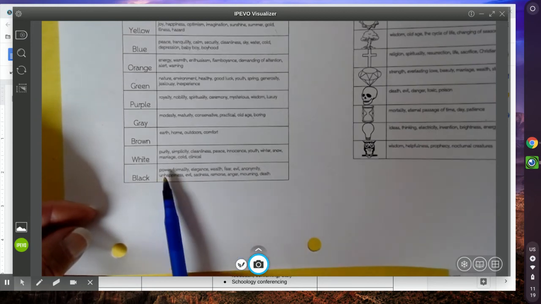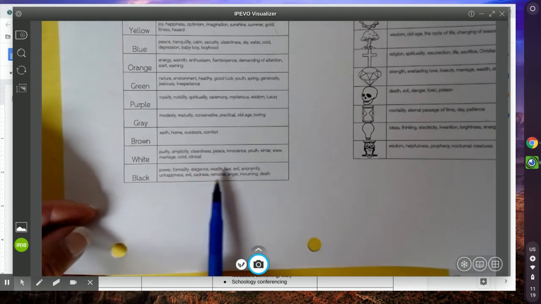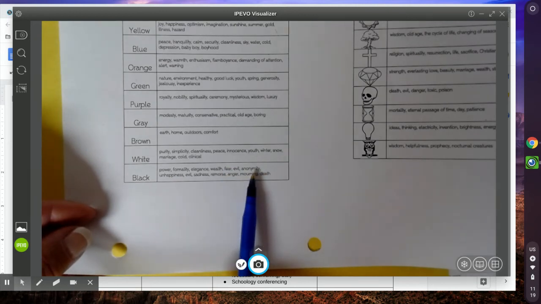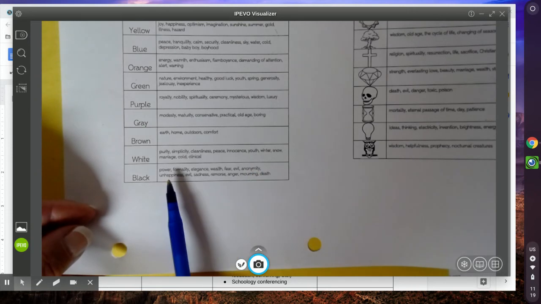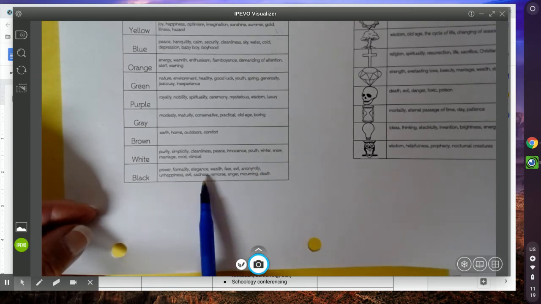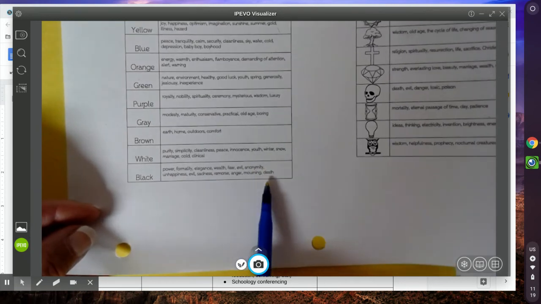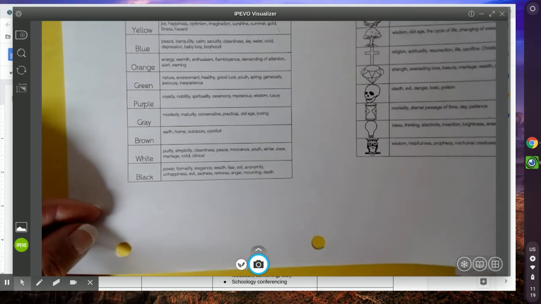Well, I could see how power for the popular people plays a role. Fear for will he ever be popular? Anonymity, it's like they don't know who he is. He's a nobody to them. He is unhappy. There's sadness. Maybe a little remorse. And almost like mourning the death of him not being popular.